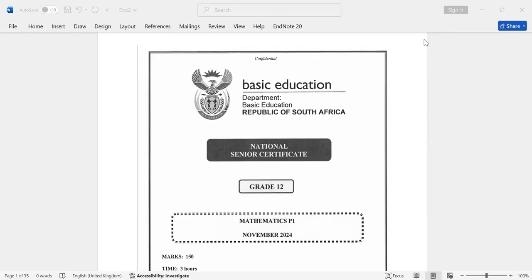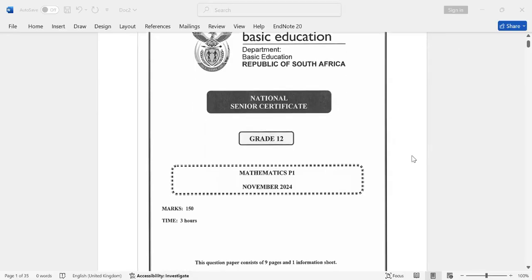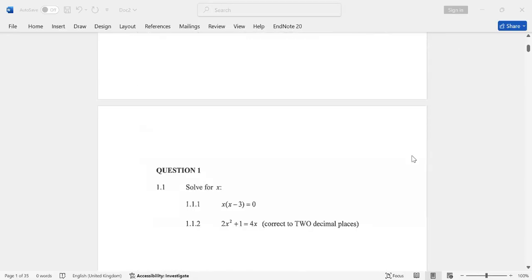So today we have the grade 12 paper Mathematics P1 November 2024. The total marks of this paper is 150 and the time for this paper is 3 hours. Alright, so let's move to the first question.